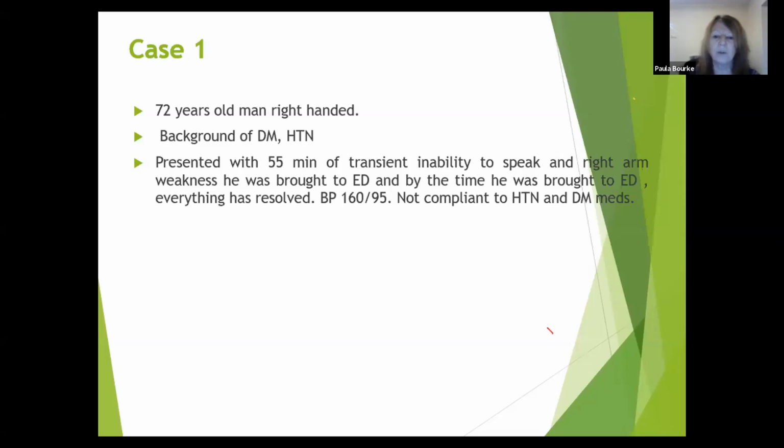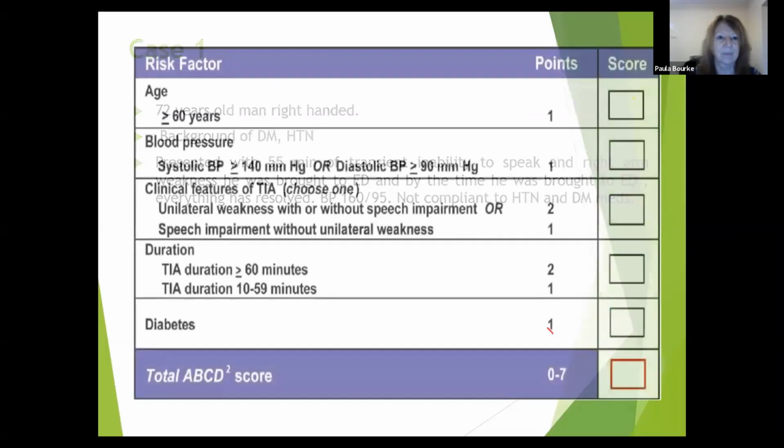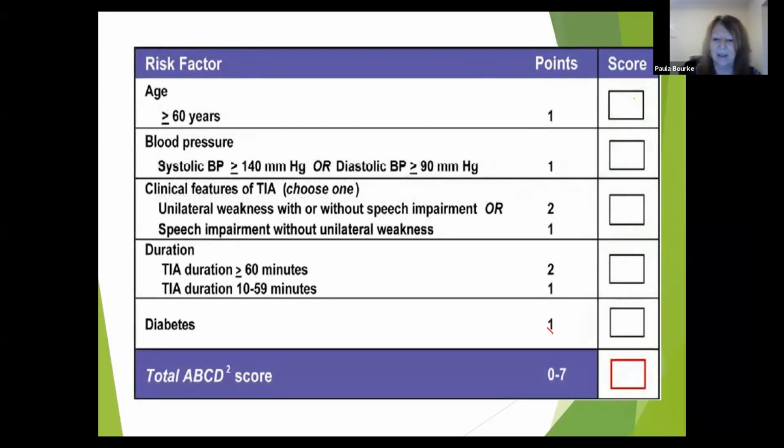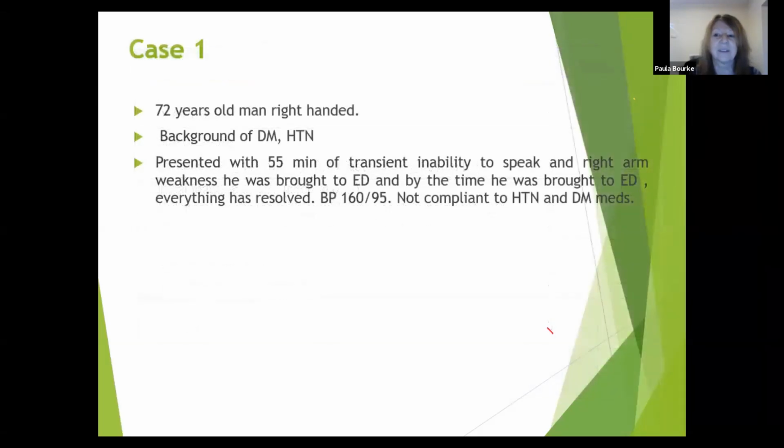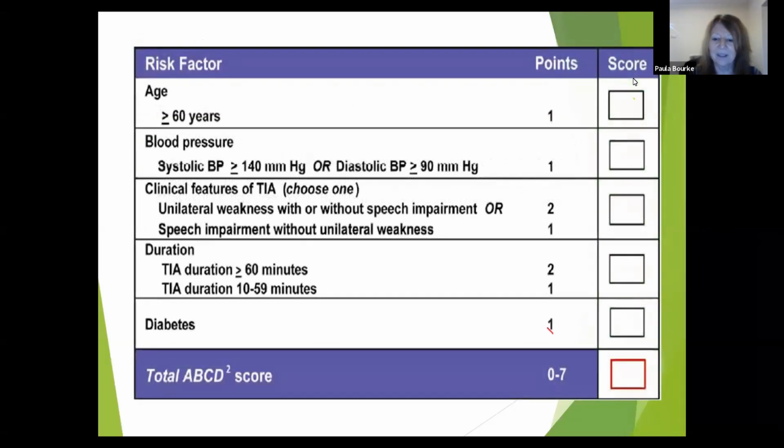So what would you score this gentleman as, thinking about the previous slide? Ahmed, can you just give me a range of figures if they've put it in? Yes?